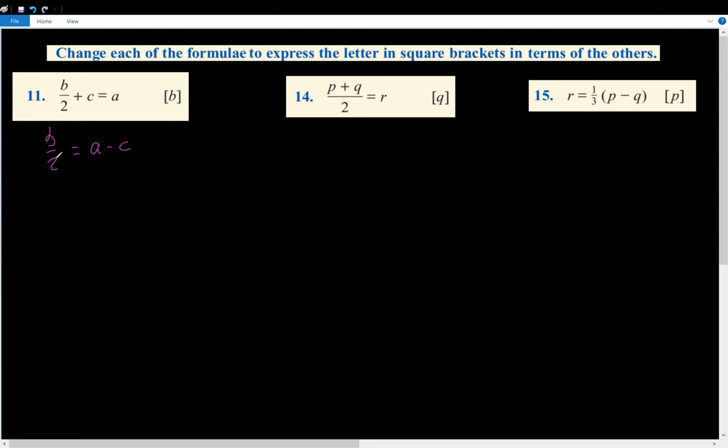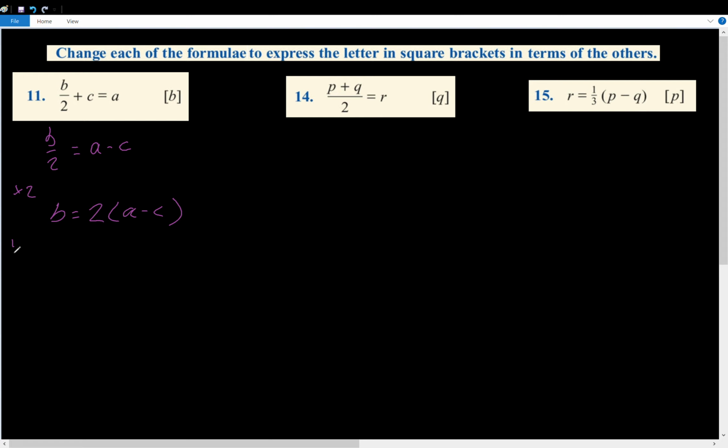And now we need to get rid of the fraction that's on the left hand side. So if we multiply the left hand side by 2, then this divide by 2 will go away. But we'll have to do the same on the right hand side as well. So if we multiply by 2 all the way across, we're going to get b is equal to 2 times (a minus c), like that. And that's it. That's all we needed to do for this.